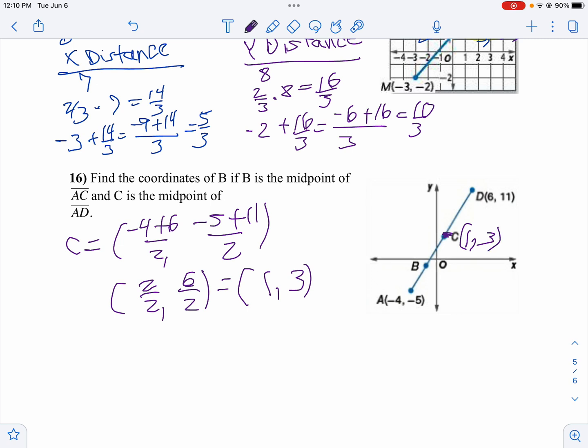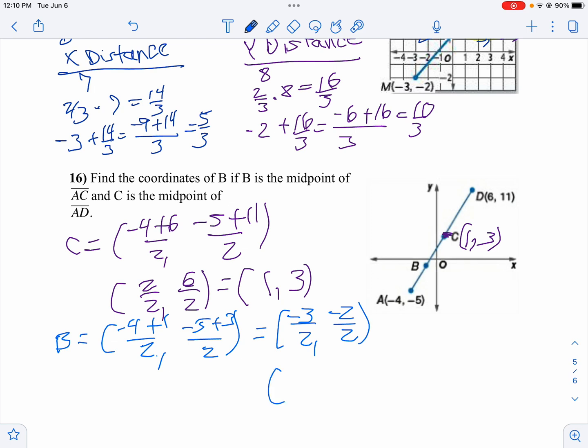I found that algebraically. Let's find point B geometrically. So now to find point B, I think I'll do this algebraically too. I think it's easier. So to find the coordinate of B, B is the midpoint of A, C. So I'm going to say -4 plus 1 all over 2 and -5 plus 3 all over 2. So -4 plus 1 is -3 over 2. -5 plus 3 is -2 over 2.